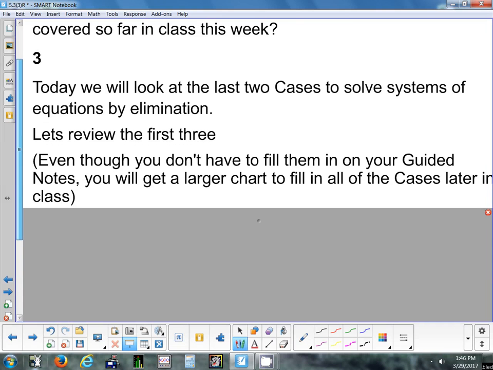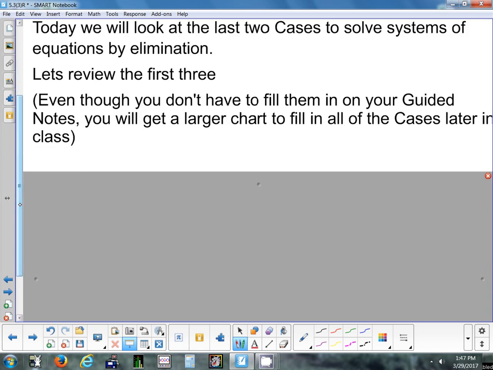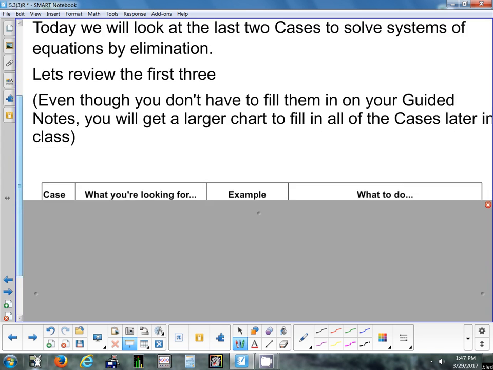Let's review the first 3. You don't have to write these in your guided notes. You only have space on your guided notes to fill in case 4 and case 5. Like I said, at the end of class, you're going to get the big chart that's blank. You can go back in your notes and fill in all 5 cases, exactly how they're written in your notes. Let's just go quickly over the first 3.